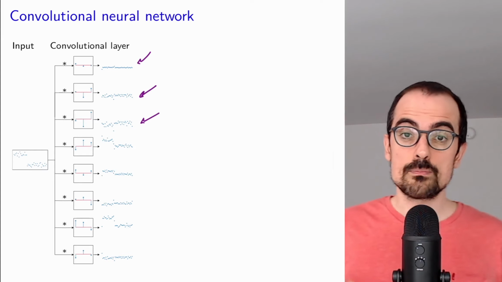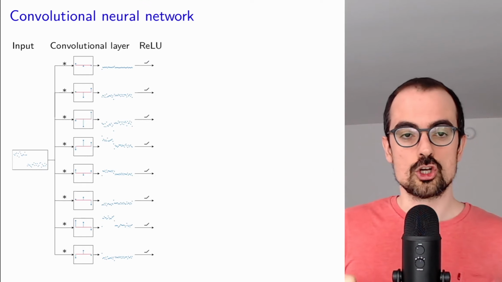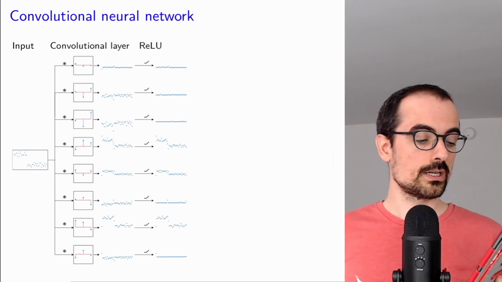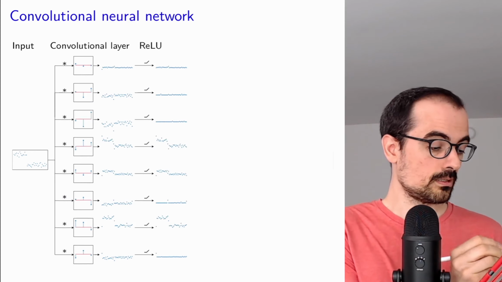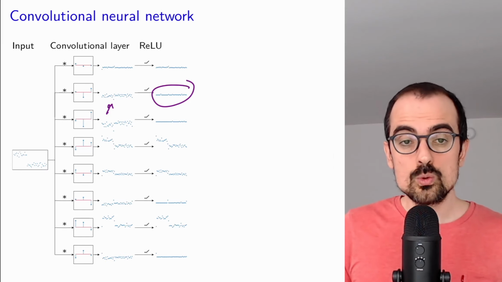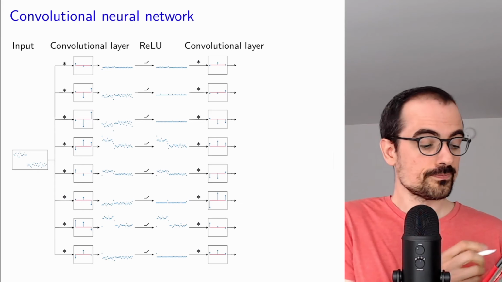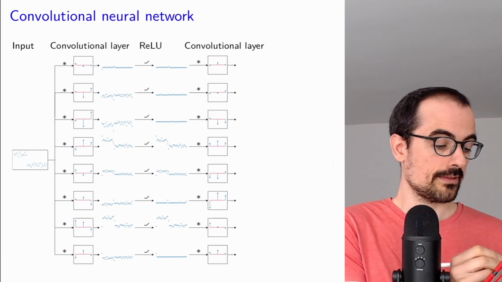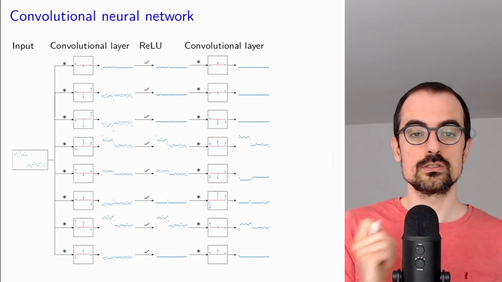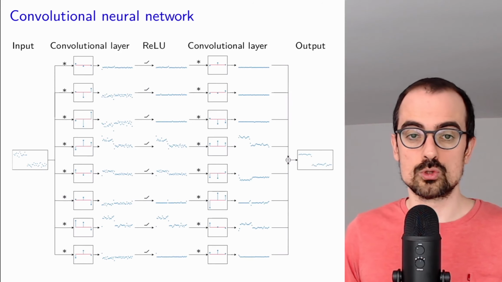Now, and this is a key step, we're going to pass these features through this ReLU nonlinearity, which is going to set all the negative entries to 0. Here you see that, for example, most of the entries were negative, so they are set to 0. After we do that, we again apply convolutional filters to the features. Here, for example, we apply this convolutional filter, and the results of all of these second convolutions are combined into the output.